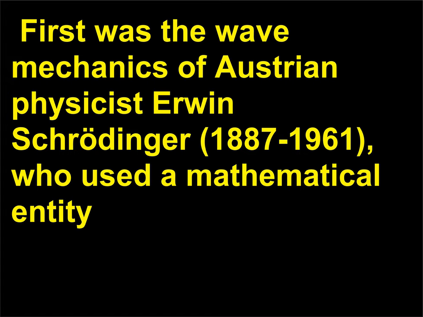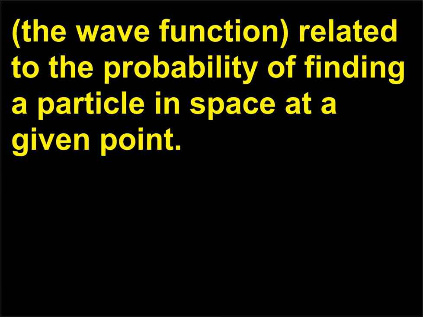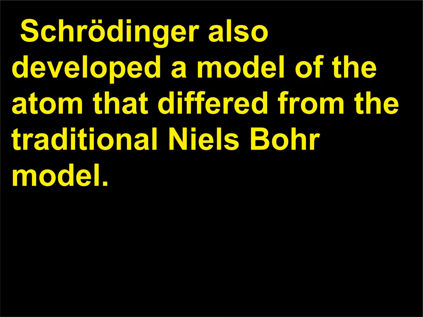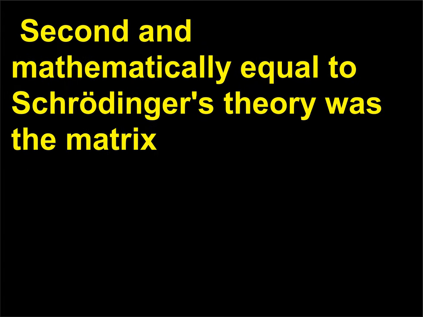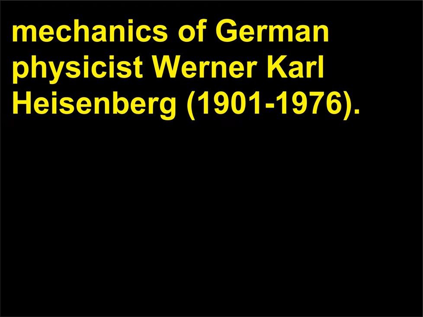First was the wave mechanics of Austrian physicist Erwin Schrödinger, 1887-1961, who used a mathematical entity, the wave function, related to the probability of finding a particle in space at a given point. Schrödinger also developed a model of the atom that differed from the traditional Niels Bohr model. Second, and mathematically equal to Schrödinger's theory, was the matrix mechanics of German physicist Werner Karl Heisenberg, 1901-1976.